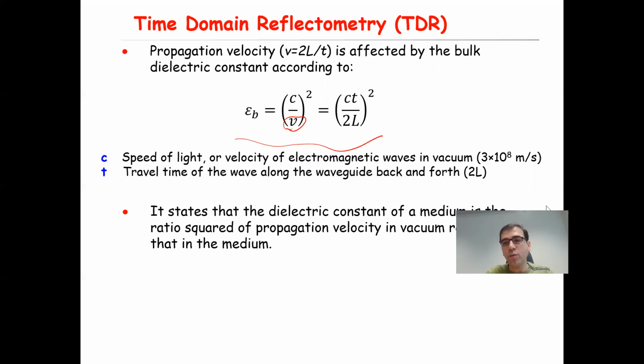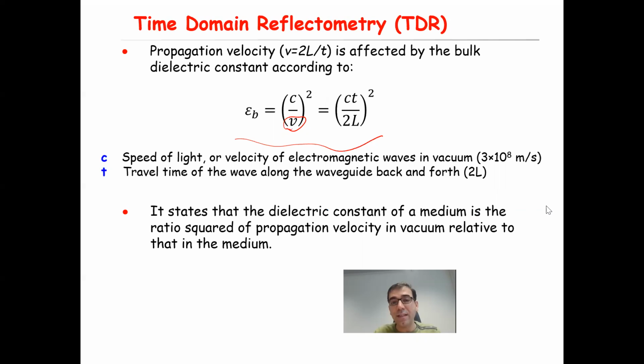Okay, this equation simply states that the dielectric constant of a medium is the ratio squared of the propagation velocity in vacuum relative to that in the medium. Okay, so that's the time domain reflectometry, TDR.